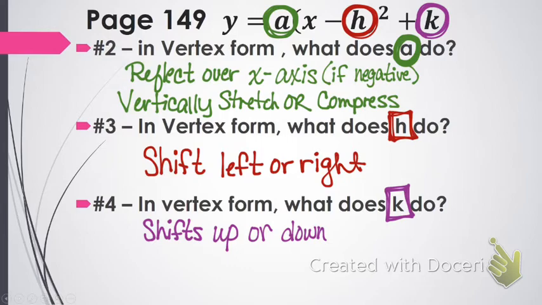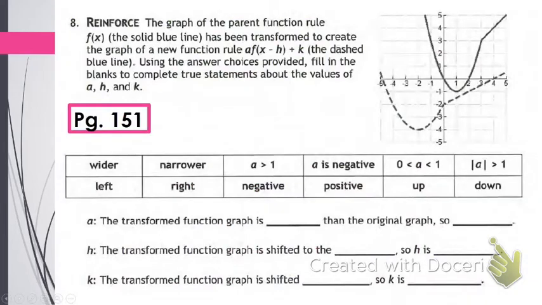Flip forward to page 151, so you're just going to turn the page. This graph right here. Do you see this guy? This is the original graph. We don't have a function rule for that. That's just the function f of x. I don't have an equation for it, so it just gets a name. This is f of x.